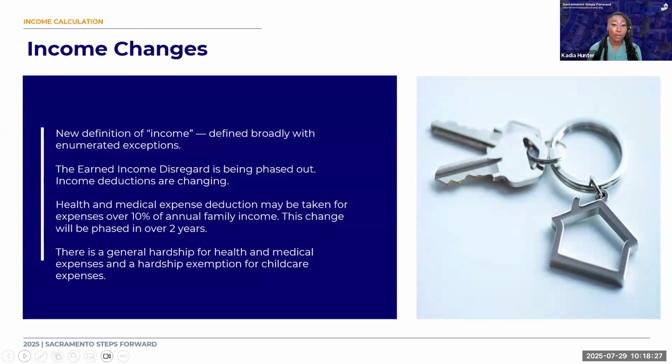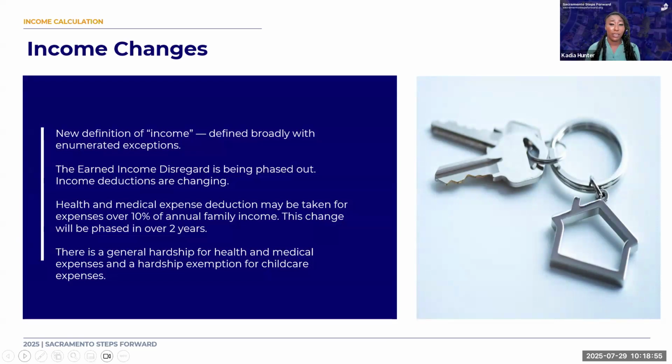So what is HOTMA all about? It's the Housing Opportunity Through Modernization Act of 2016, and it's bringing some big shifts to income calculation. We're seeing a new broader definition of income with specific exceptions listed out. There's no more gray areas. The earned income disregard is being phased out, which means certain income protections are going away over time.